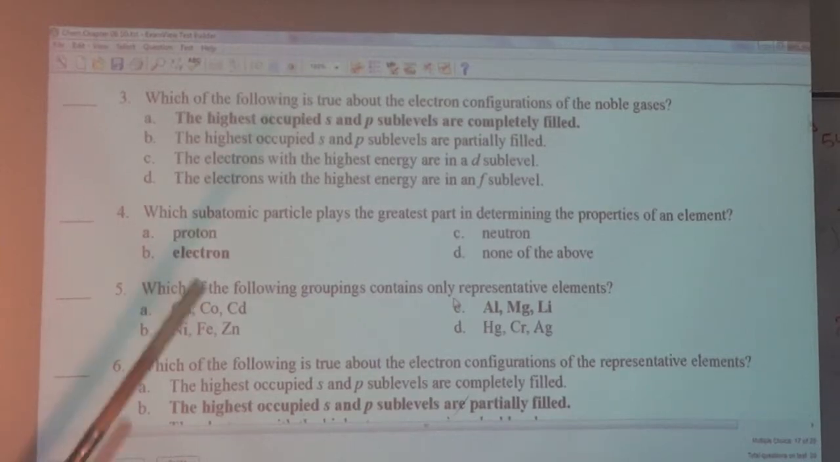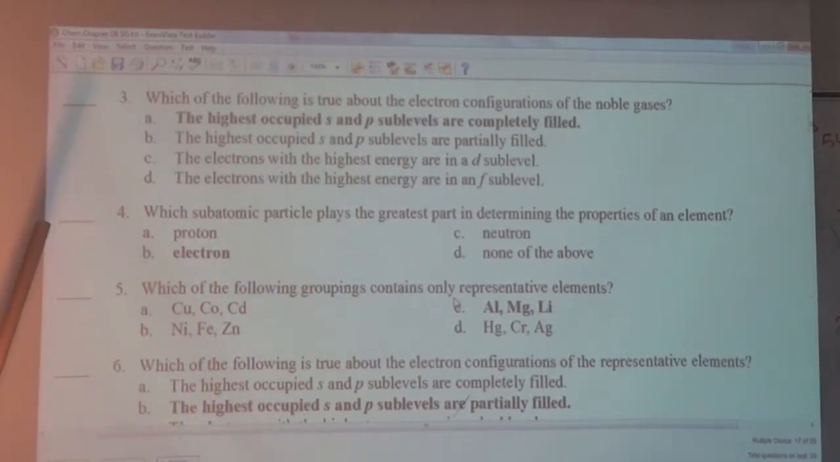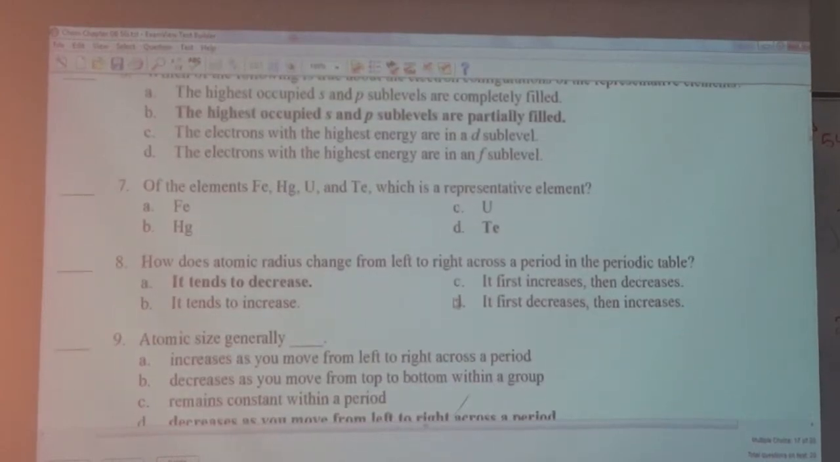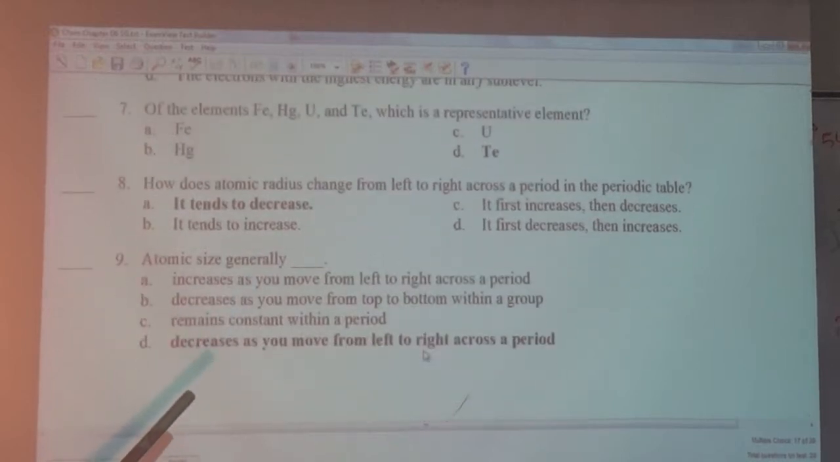B. The highest occupied s and p sublevels are partially filled. 7. Of the elements Fe, Hg, U, and Te, which is a representative element? D. Te. 8. How does atomic radius change from left to right across the period in the periodic table? A. Tends to decrease. 9. Atomic size generally: D. Decreases as you move left to right across the period.